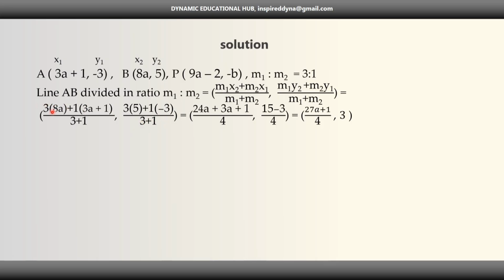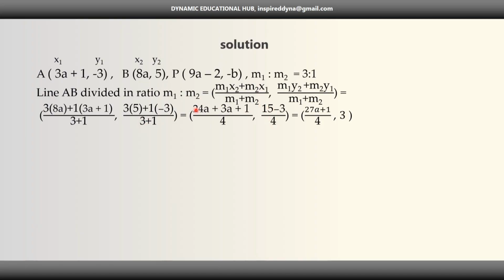Now expanding this, you are going to get 3 multiplied by 8a. When you do 3 multiplied by 8a here, you get 24a for this. And when you expand this with 1, plus 1 multiplied by 3a, you have your 3a here, plus 1 multiplied by 1, you have your plus 1 here. 3 plus 1 is already 4 here. Now coming to this other one, you have your 3 multiplied by 5, you have your 15 here, plus 1 multiplied by minus 3, you have your minus 3 here. Then 3 plus 1, you have your 4 here.